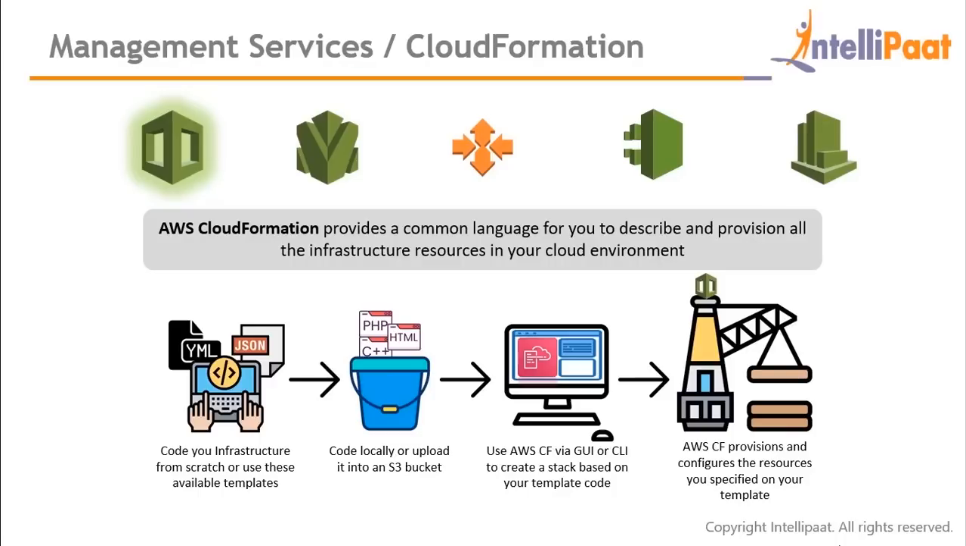And after that, you can use CloudFormation using the GUI which AWS provides, or you could use the command line interface of AWS to create a stack-based application using your template code or using the template which is already provided by AWS. And finally, AWS CloudFormation provisions and configures the resources you have specified on your template, in the same order, the resources will be provisioned and configured. Using CloudFormation is as simple as creating an EC2 instance. Now let us see the next service.